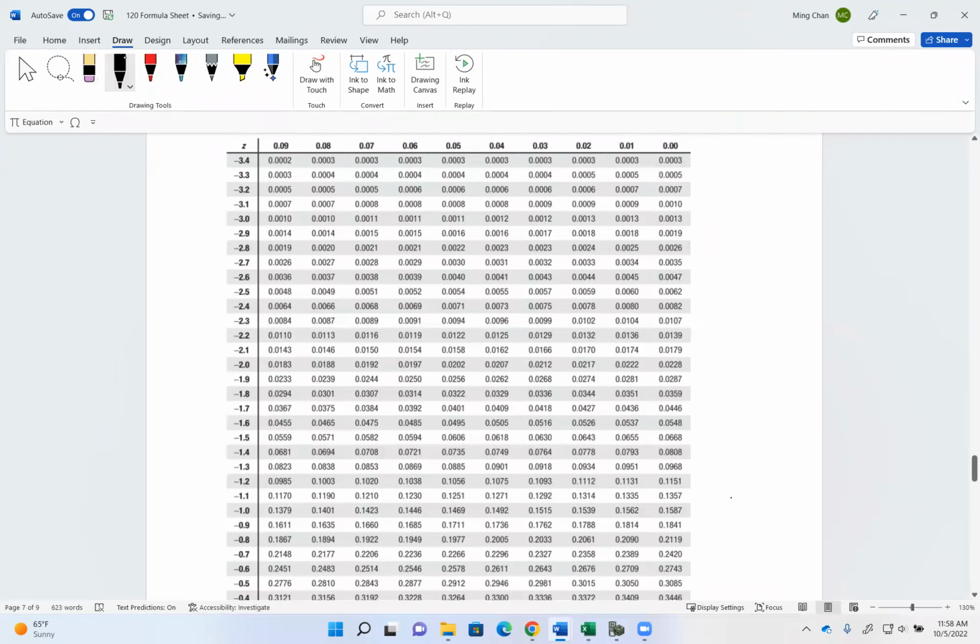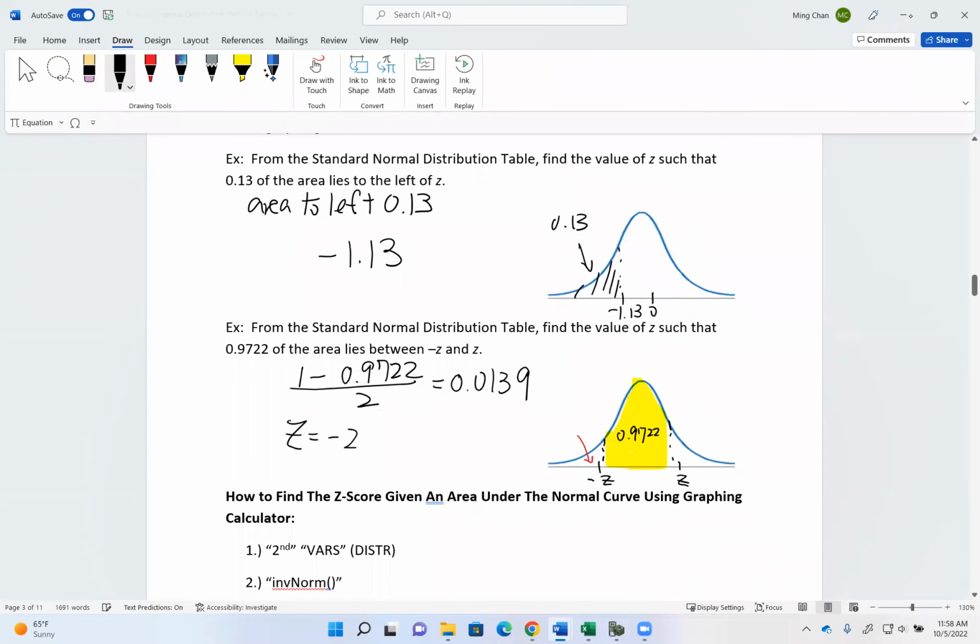Let's look. 0.013. So 0.011, 0.0139 is right here. So that's negative 2.20. So if this is negative 2.20, that one has to be positive 2.20, because the area to the left of this z and the right of the positive z is the same.